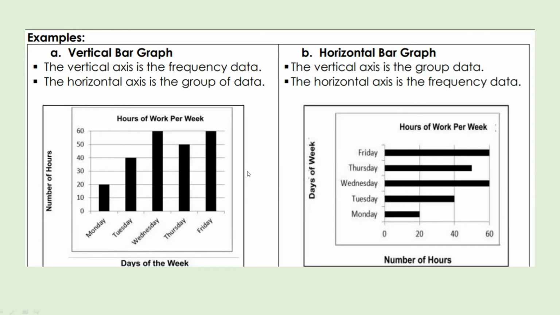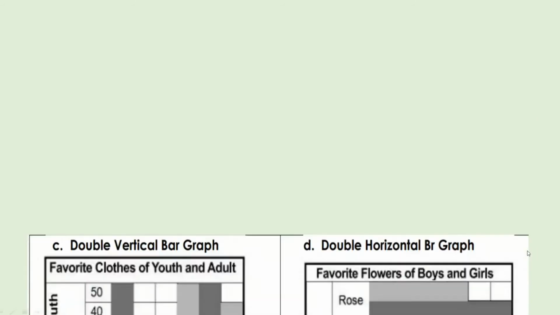Okay. Next natin is the horizontal bar graph. Same lang naman din siya, pero naka-horizontal siya. So, this is the hours of work per week, dahil meron tayong Monday to Friday. So, the label natin dito sa ating side ay days of the week. And the scale sa ating bottom is the number of hours. So, let's go with another example.